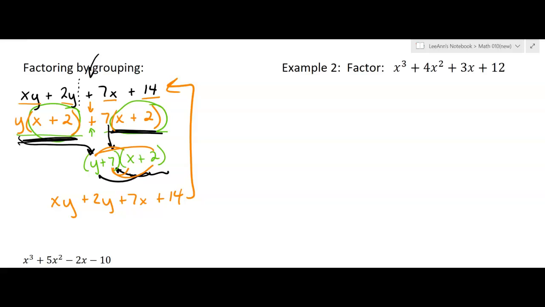So I'm going to draw my dotted line. And students usually find the dotted line to be helpful.